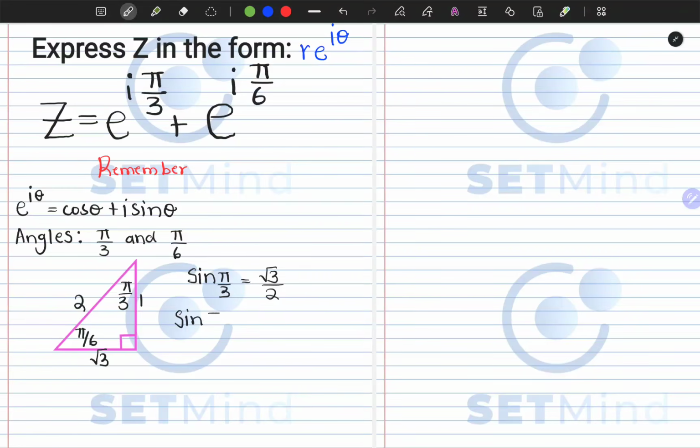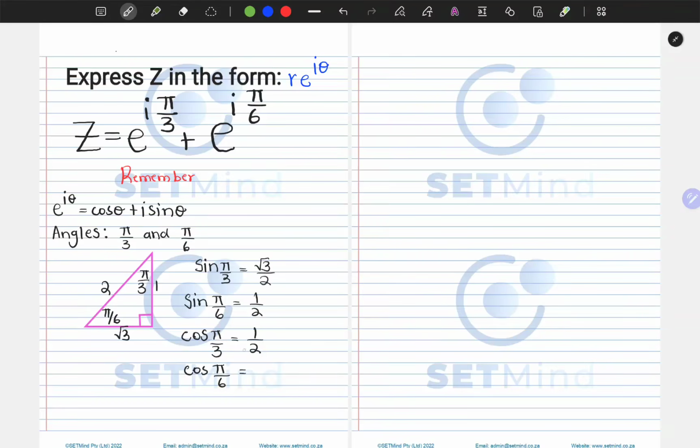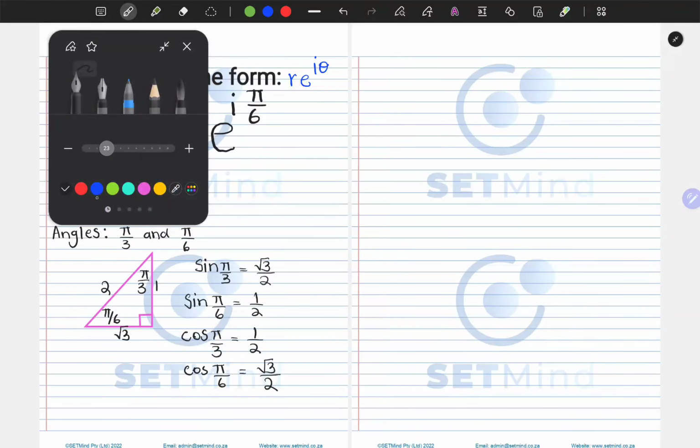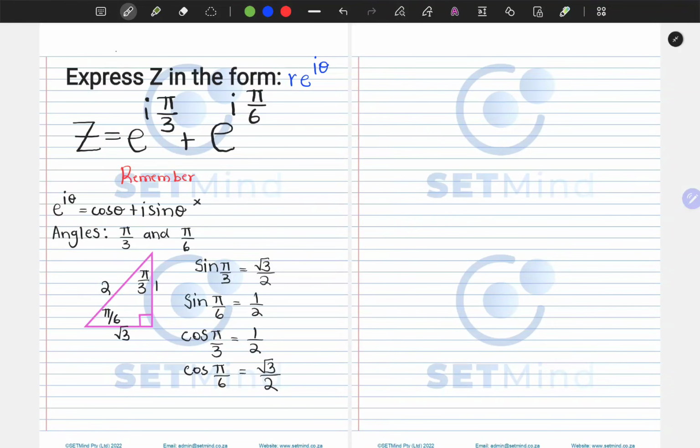Then we need to look at sine of pi over 6. If you look at sine of pi over 6, you will see that you get 1 over 2. Then let's have a look at cos of pi over 3. You get 1 over 2. In fact, let's also have a look at cos of pi over 6. What you will get is square root 3 divided by 2. So with this said, now we can go ahead and look at our problem with this identity in mind.